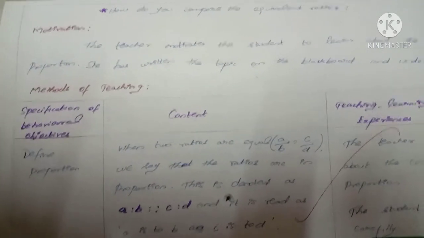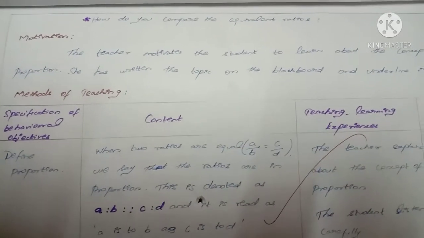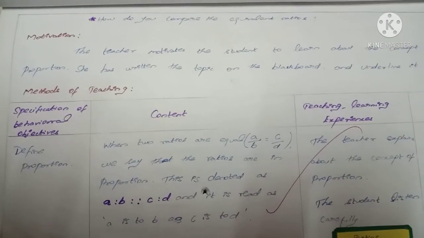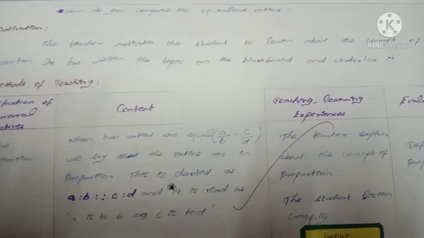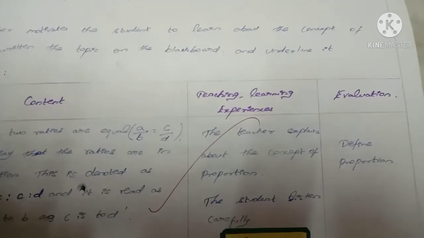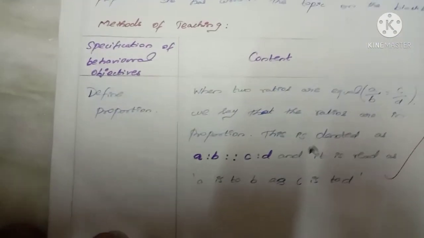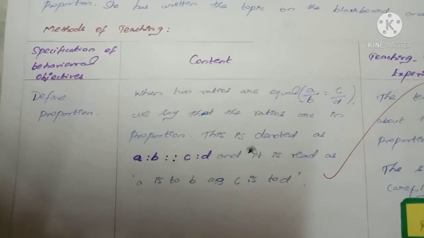Next is methods of teaching. Then we have to make four partitions: specification of behavioral objectives, content, teaching learning experience, evaluation. In the first row, first box, define proportion.